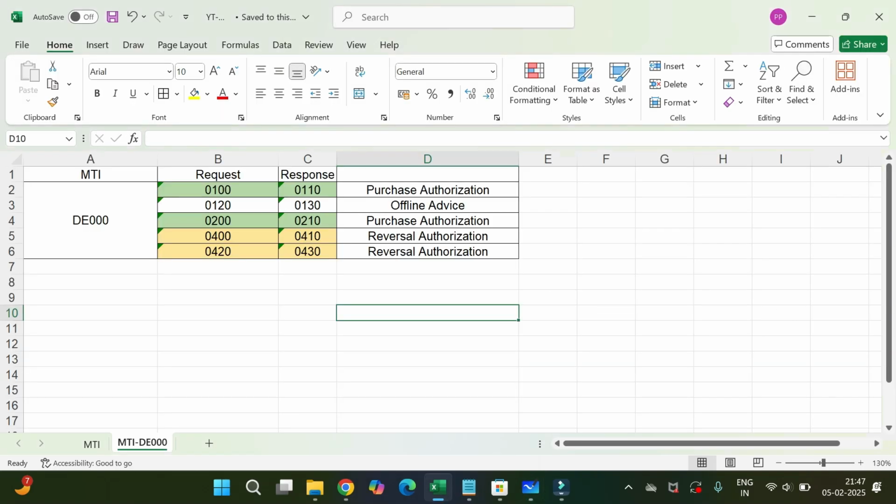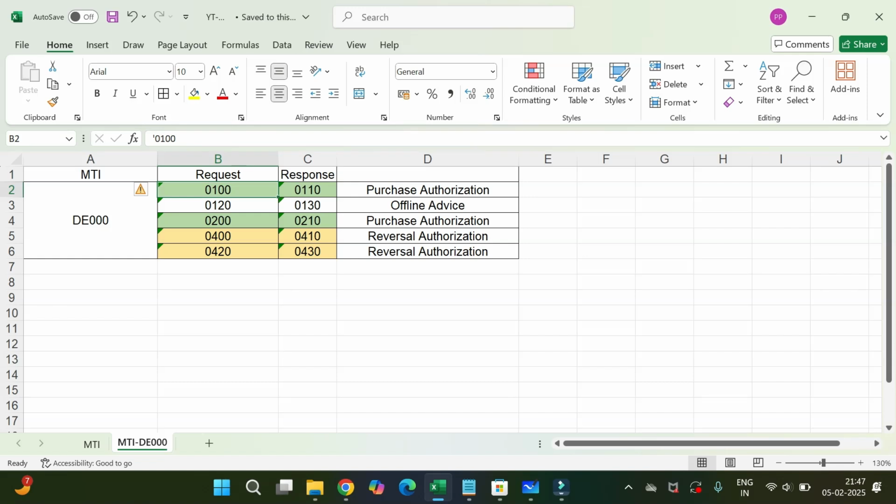Now, the data element 000. This is the first data element, the basic data element of any message. Without this data element, the sender cannot send any request, and basically authorization won't happen. You can see here some examples I have taken. 0100 is a request and 0110 is a response.